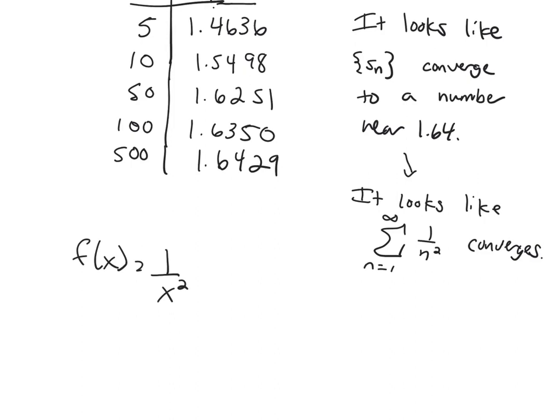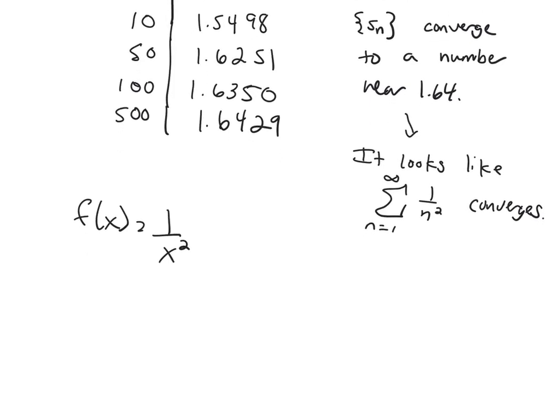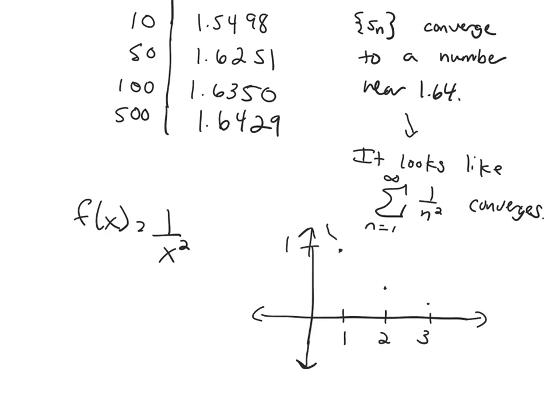And now let's graph this function. I'm only going to graph part of it, not the whole thing, because we're only interested in positive values of x. Okay. So if I plug in 1, I get 1. If I plug in 2, I get 1/4. 3, you're going to get 1/9, and so forth. Okay.